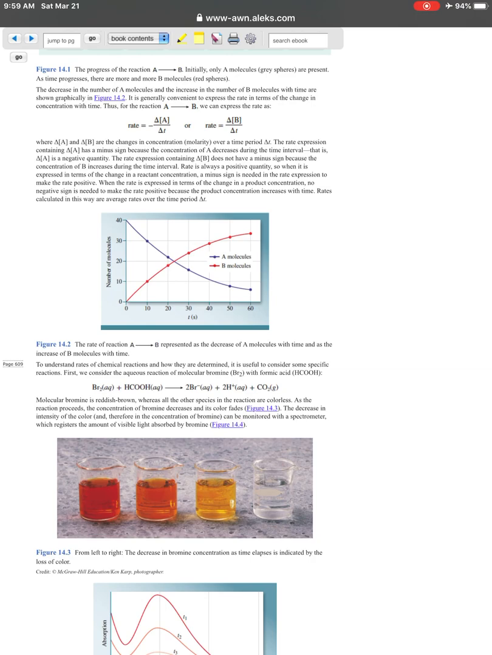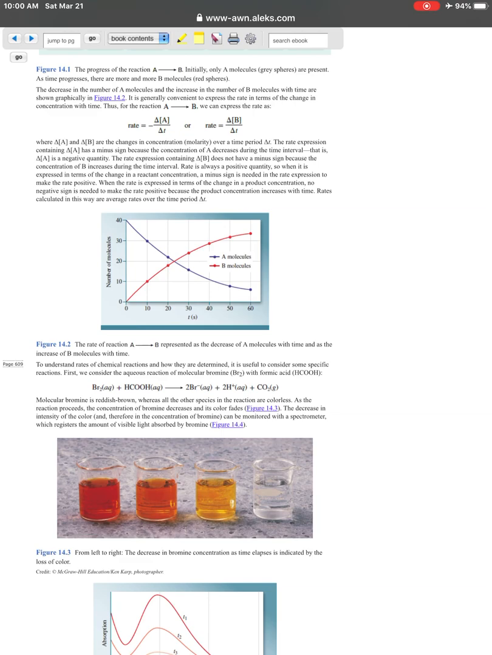Now, to understand rates of chemical reactions and how they are determined, it is useful to consider some specific reactions. First, we consider the aqueous reaction of molecular bromine, Br2, with formic acid, HCOOH. The chemical equation is Br2 aqueous plus HCOOH aqueous forms 2Br minus aqueous plus 2H plus aqueous plus CO2 gas. So that's the chemical equation for this reaction of bromine reacting with formic acid in water.